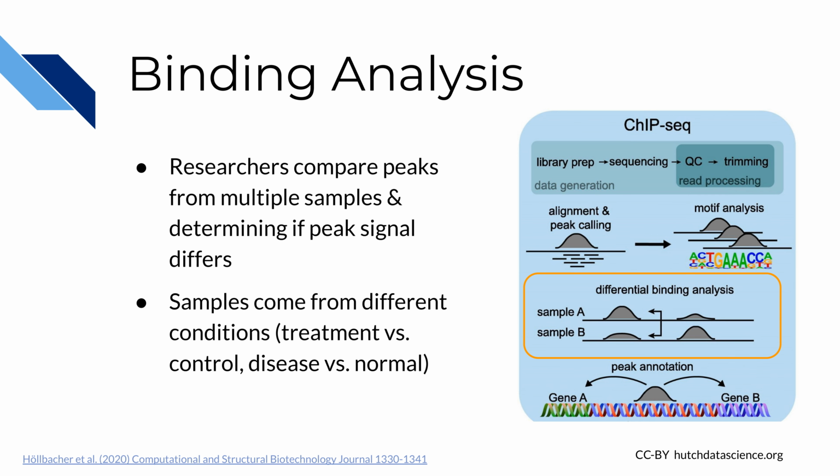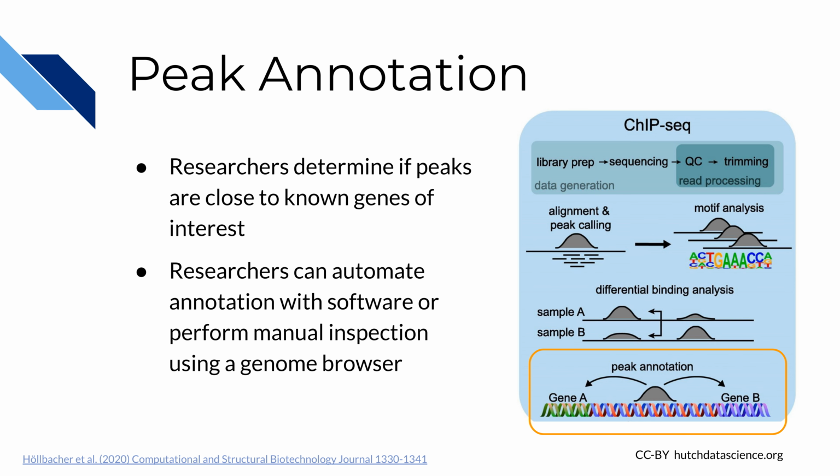In epigenomic analysis, it provides insights into chromatin regulation. Differential binding analysis compares the identified peaks between different experimental conditions to identify regions where protein-DNA interactions exhibit significant changes. These different conditions could be a treatment versus a control or disease versus normal. Finally, researchers want to know if the peaks are close to known genes of interest. This helps them understand if epigenetic modifications are potentially turning these genes on or off.